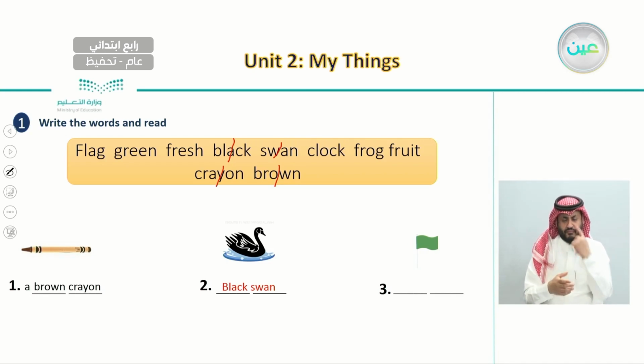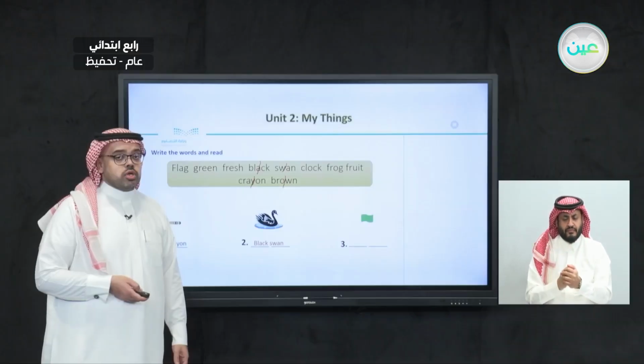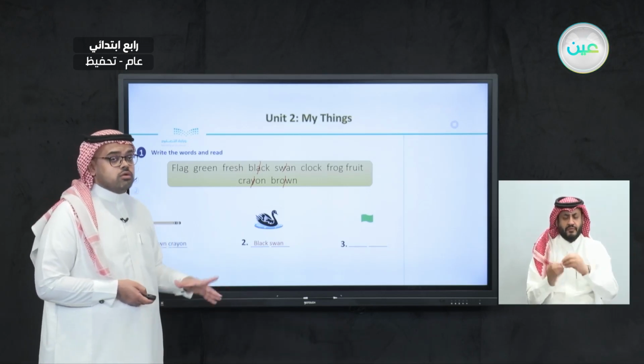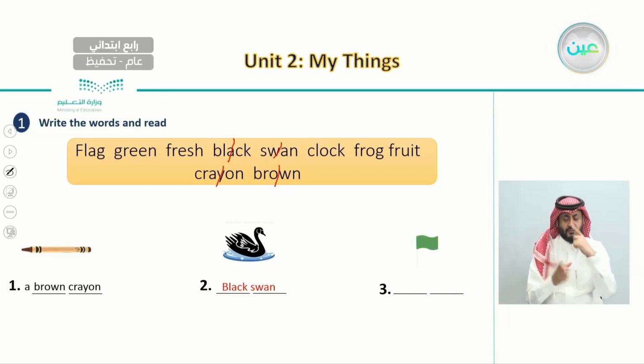Now let's read number 3. Number 3, first we need to look for the color. What is the color of the picture number 3? The color of the picture number 3 is green. So here we go. We cross the word green.